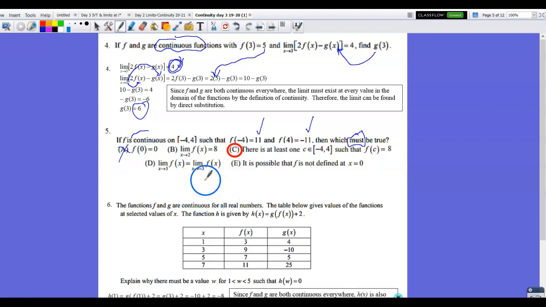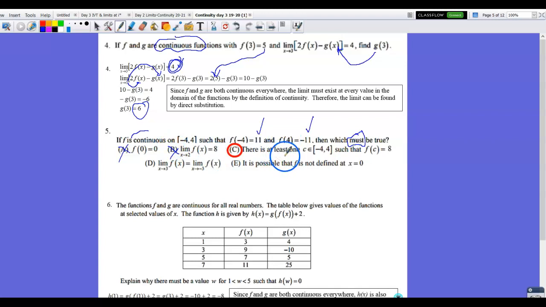So letter B, the limit as x approaches 2 of the function f of x is equal to 8. I don't really know anything. The only 2 points that I know about are negative 4, 11 and positive 4, negative 11. I really don't know how the graph travels from there. So I don't know that the limit as x approaches 2 has to be 8.